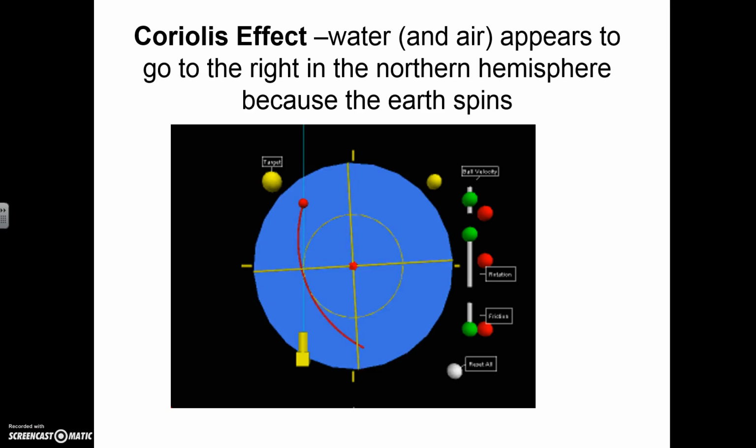Now, the Coriolis effect has to do with the fact that the Earth is on a tilt and it's also rotating around. So because of that, it causes our water to move a certain way.